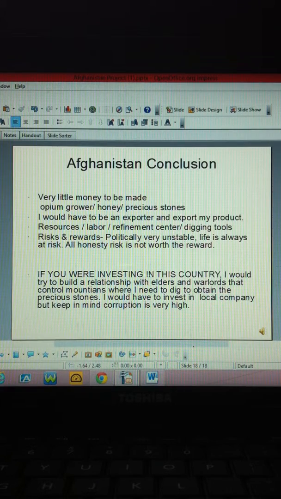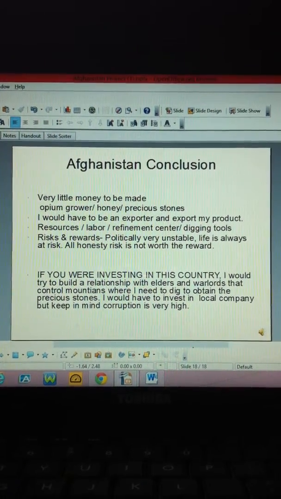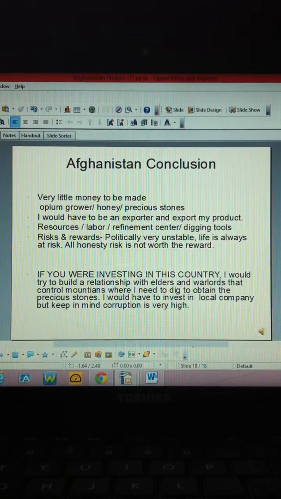As far as the conclusion, there is very little money to be made in Afghanistan, unless you are an opium grower. Afghanistan does have other industries as far as honey and precious stones, since they do have very mountainous terrain. To make any money, I would have to be an exporter, because if you actually look at the charts, they have a major deficit as far as trade. Most of it is imported, but very little is exported except for opium.